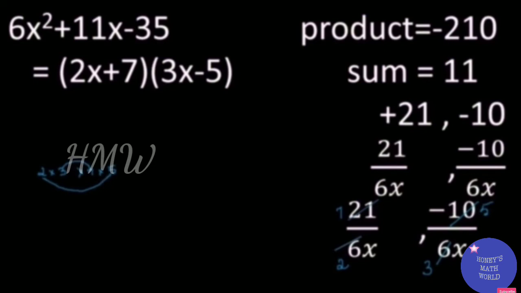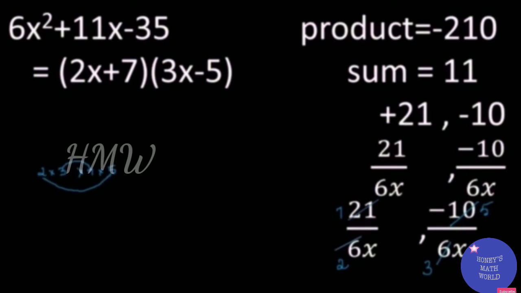From these, you have to choose two numbers that will give you the product 210 and the sum 11. The product will be 210 because we have factored those numbers 6 and 35. So you only have to find out which two numbers will give you the sum 11. You can easily see that 21 and minus 10. Now for 21, in the denominator write 6x. From where did you get that 6? The coefficient of x square.